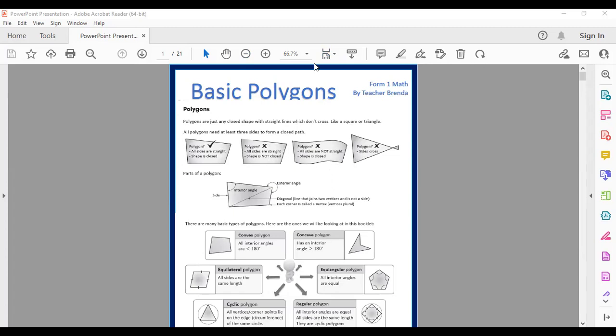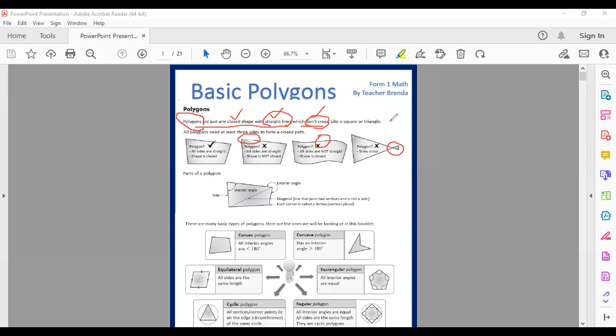Anyone ask you, what is a polygon? There's only one answer. Closed shape with straight lines that don't cross. You see, closed shape, so it cannot be open like this, like a hole there. Straight lines, that means it cannot have curvy lines. Don't cross each other like this. So if you fulfill these three conditions, then your shape is a polygon.